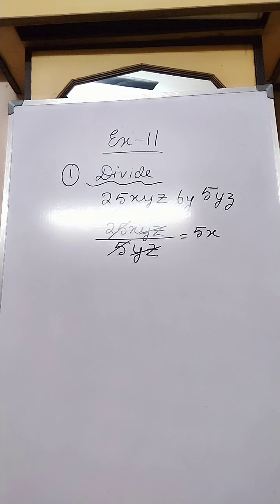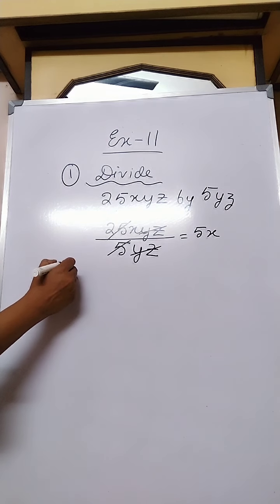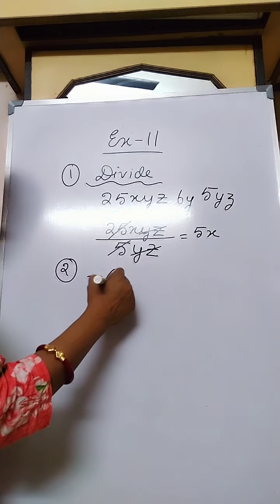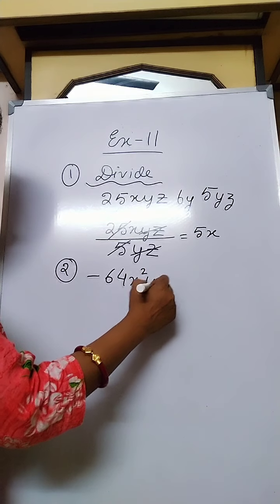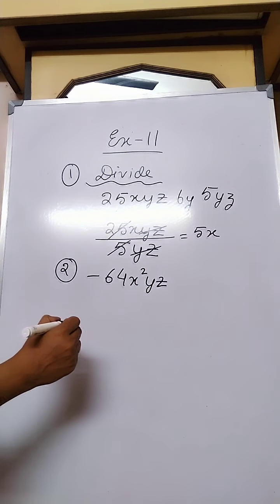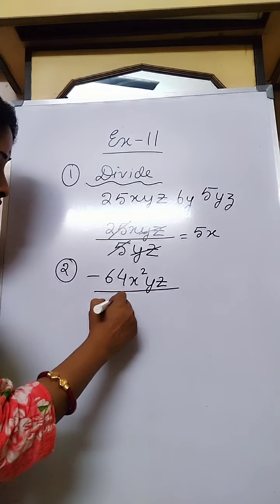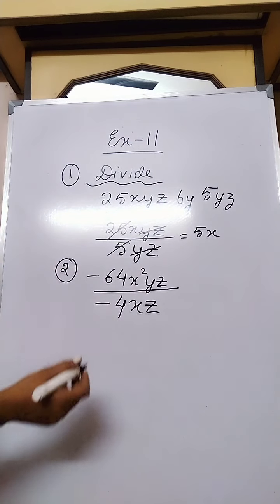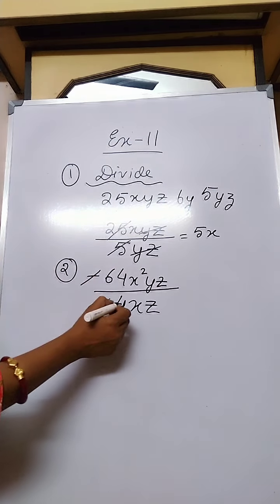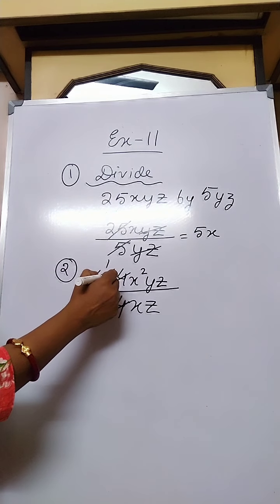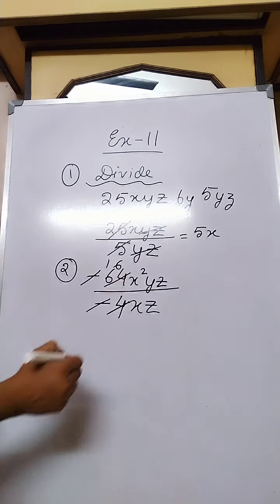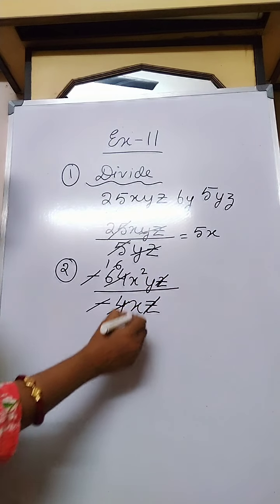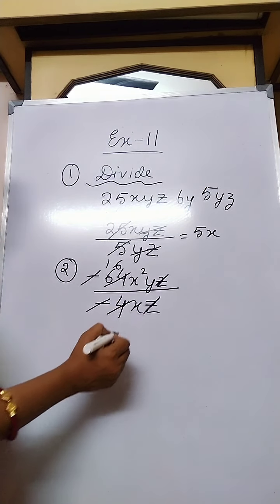Let's see what happens in the second sum. It is given minus 64 x square yz divided by minus 4xz. Here the same thing happens, minus and minus will cancel. 4 ones are 4, 4 sixteens are 64. So 16 will come by reducing to lowest term, and here z and z will cancel, and x square is there in the numerator and x is there in the denominator.